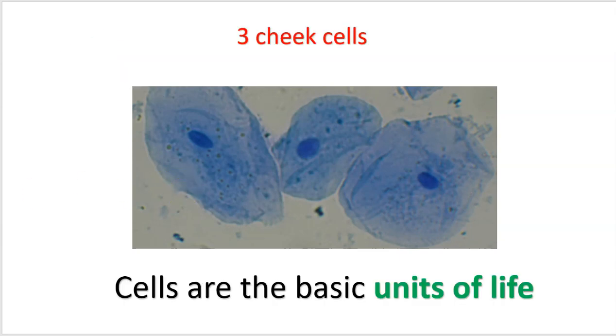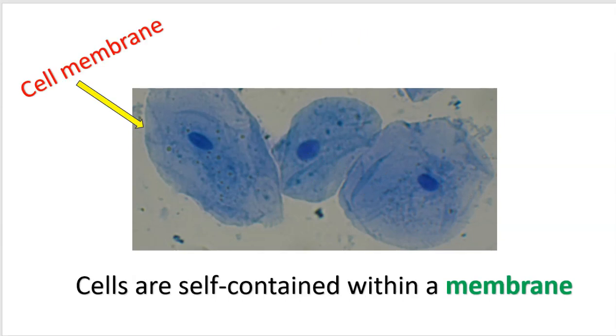Here you're looking at 3 cheek cells from a human being. Cells are the basic units of life. They're the smallest units that are living. And large organisms like animals and plants are multicellular. So these are 3 cheek cells from a human being.